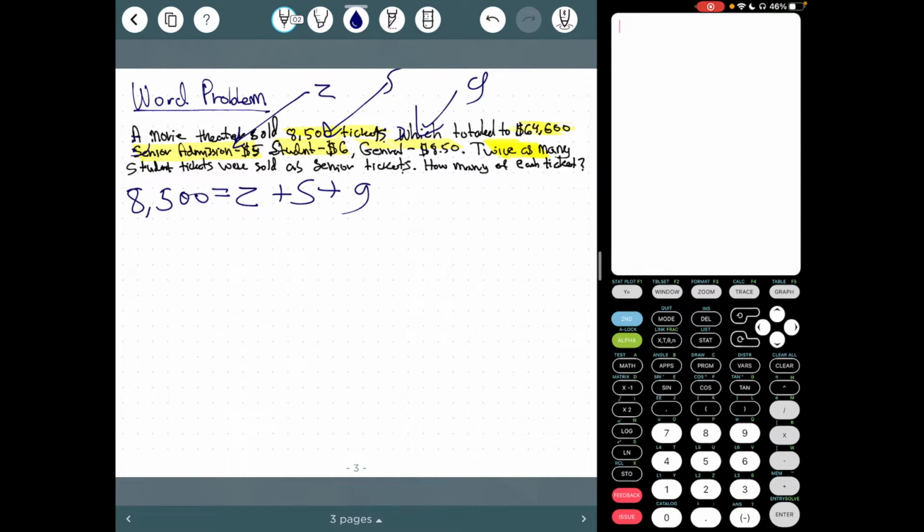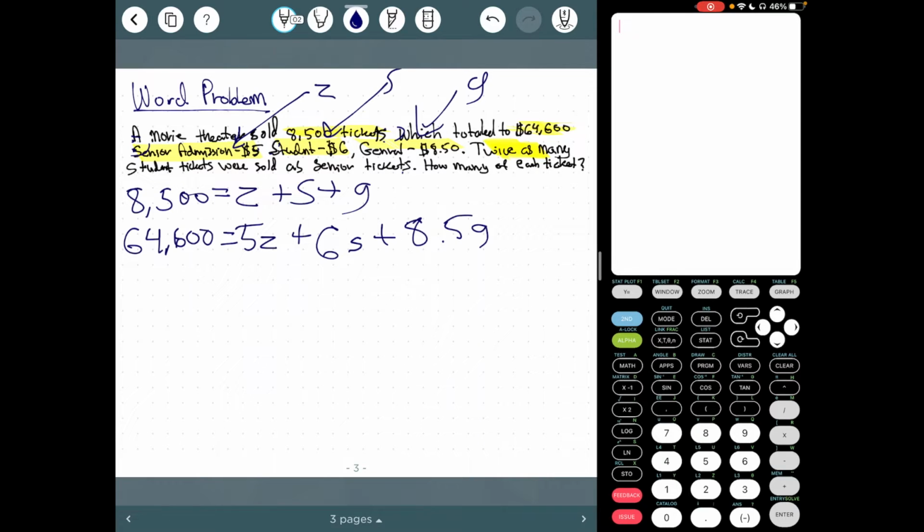So for the second equation, we have to use the $64,600. So for Z, which is senior admissions, each ticket is $5. So 5 times the amount of tickets, Z, plus for students $6. So 6 times the amount of tickets, which is S, plus general admissions, which is 8.5 times G. All of this should equal 64,600.